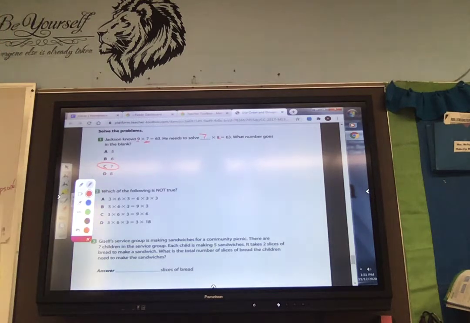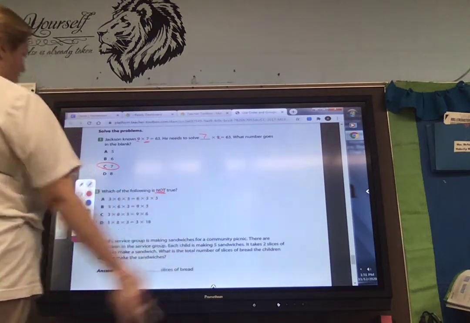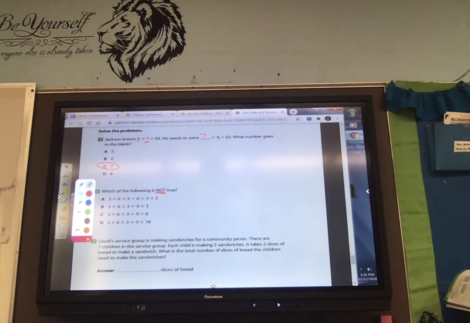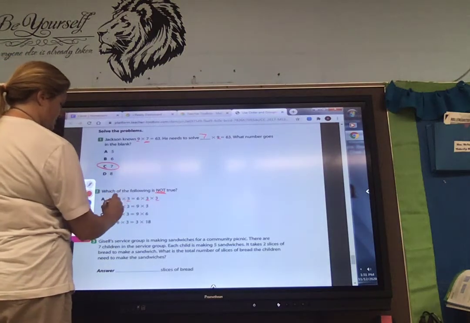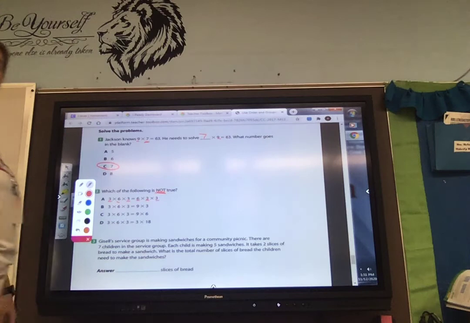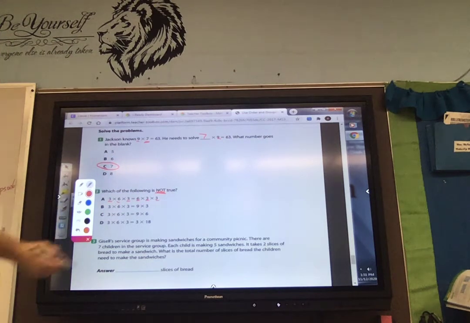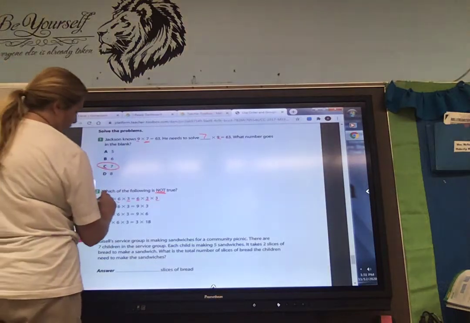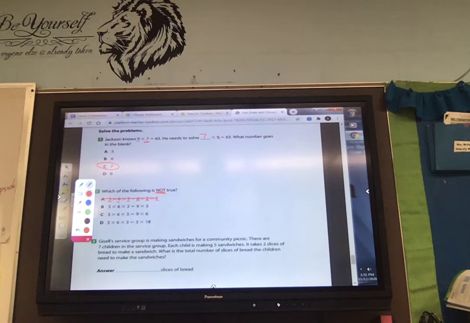Number 2, which of the following is not, pay attention to that word, not true? So A says 3 times 6 times 3 is the same thing as 6 times 3 times 3. Both sides have 3's. Both sides have 6. That's correct. They're using the same factors, aren't they? They just moved them around. So A is true. We don't want the trues. We want the not true. So we're going to eliminate A.